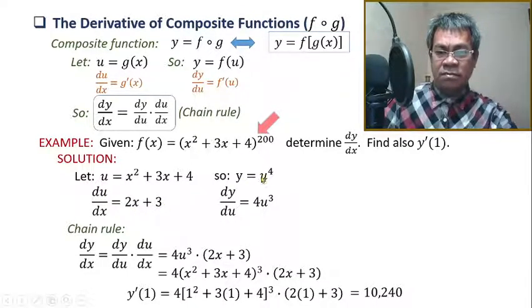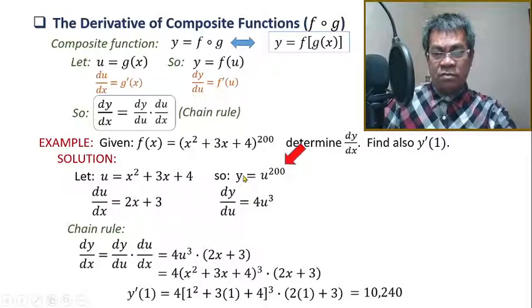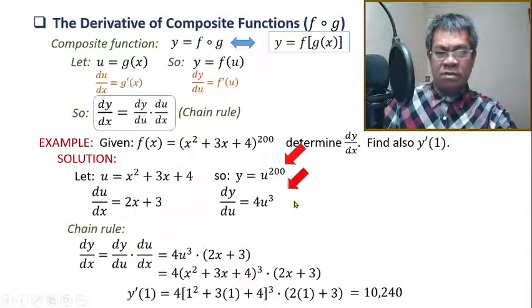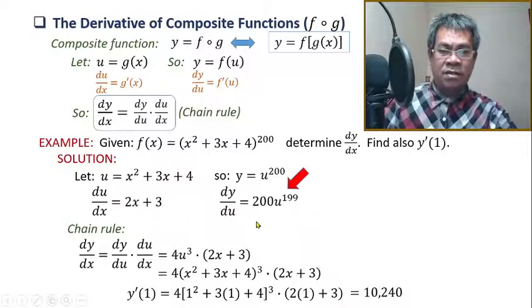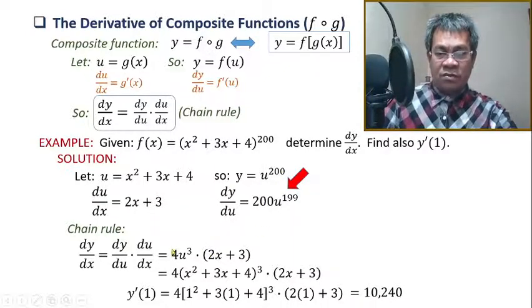Now what about this one? Okay, this one becomes u raised to 200. Of course. Now the derivative of y with respect to u will change, and this will become, you have to bring down the 200, then subtract 1 from the exponent, becomes 200 u raised to 199. Okay? So these are only the components of our solution that do not need to change. With that, we have to proceed to the chain rule.